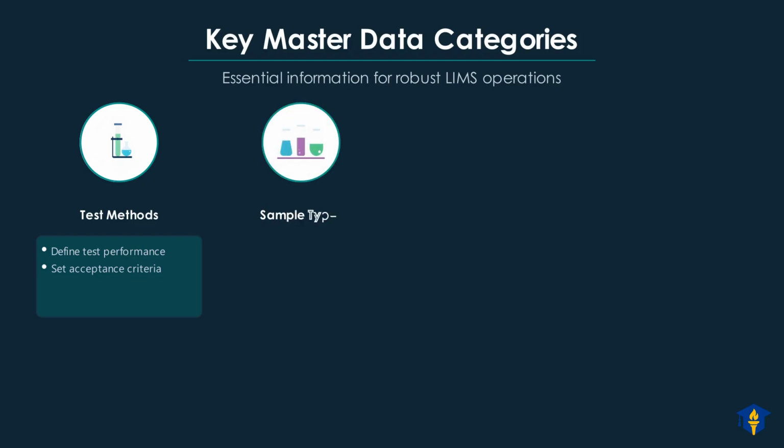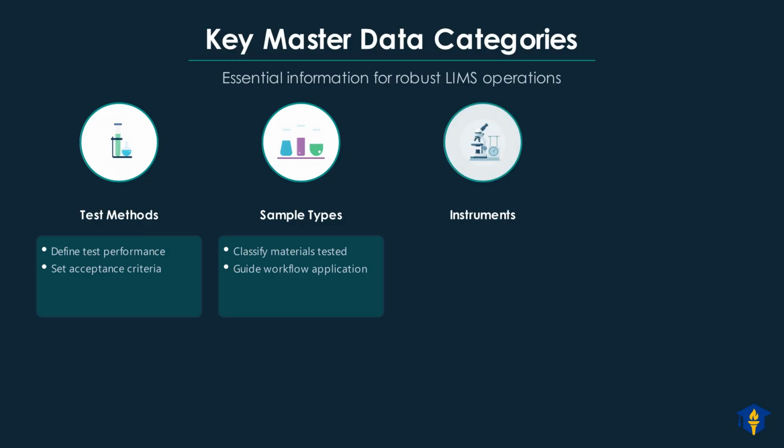Sample types define the various categories of materials that are tested within the laboratory. This classification helps organize and manage different materials undergoing analysis. Properly defined sample types guide the application of appropriate workflows automatically. Instruments represent another critical master data category, tracking equipment details. This includes important metadata about each piece of equipment used for testing. Instrument data ensures that all results can be traced back to a qualified instrument.